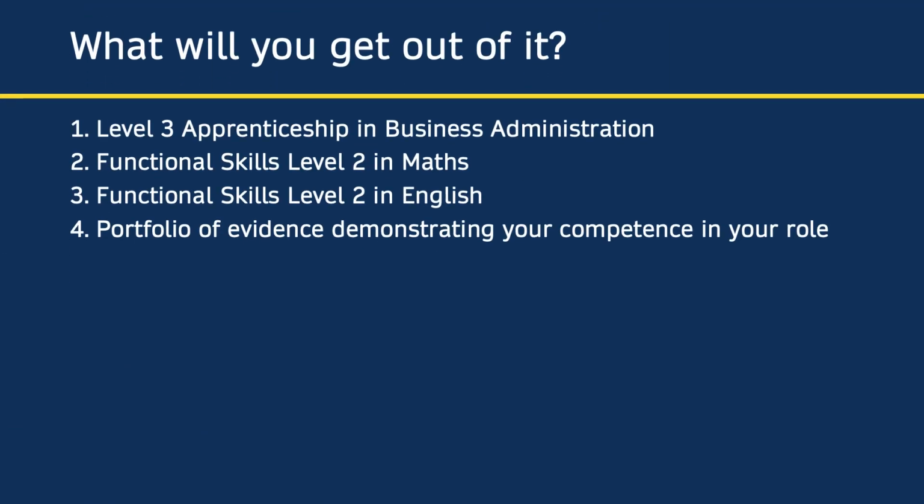So what will you get out of this qualification? First of all, you'll receive a Level 3 apprenticeship in Business Administration. You'll also receive your functional skills at Level 2 in both Maths and English. And finally, you'll also receive a portfolio of evidence which you've put together which demonstrates your competence in your role.